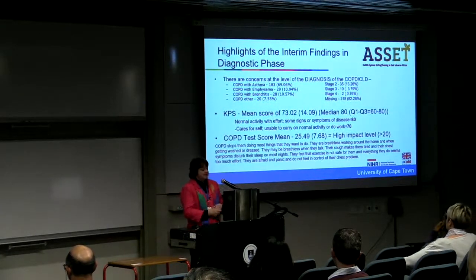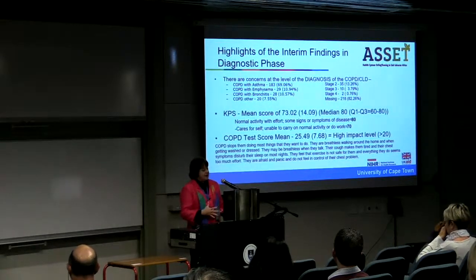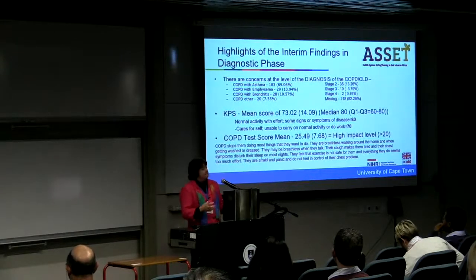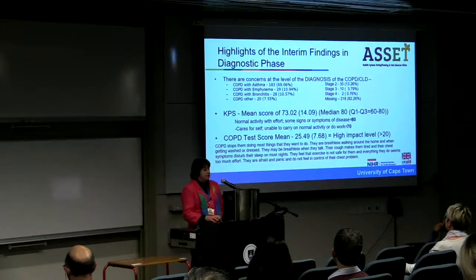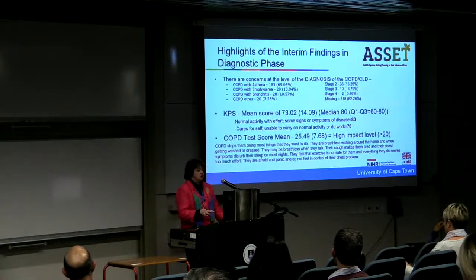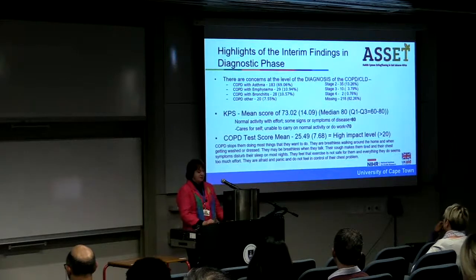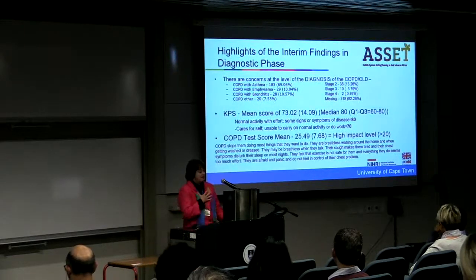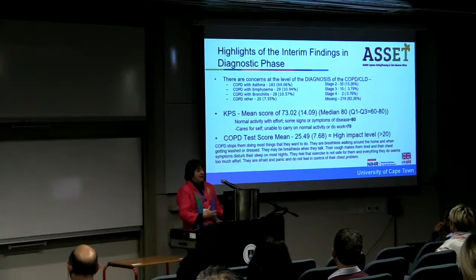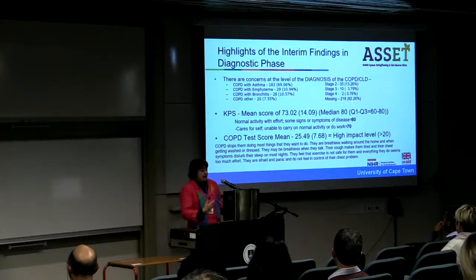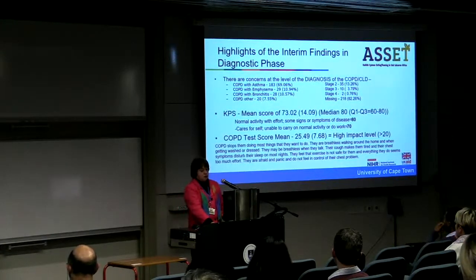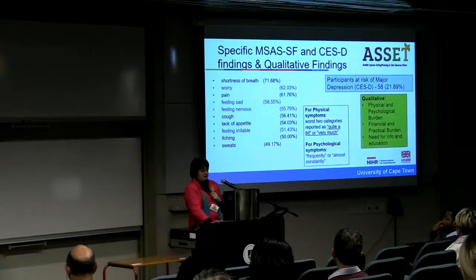So the normal activities were reasonably high. They had normal activity and were able to care for themselves, but COPD or chronic lung disease stops them doing the things that they want to do. They're breathless walking around the home, when getting washed, getting dressed. They're breathless when they talk. Their cough makes them tired. Their chest symptoms disturb their sleep. They think exercise is not safe, and everything they do is too much effort. They're also afraid, and they panic easily because they don't feel in control of their breathing.